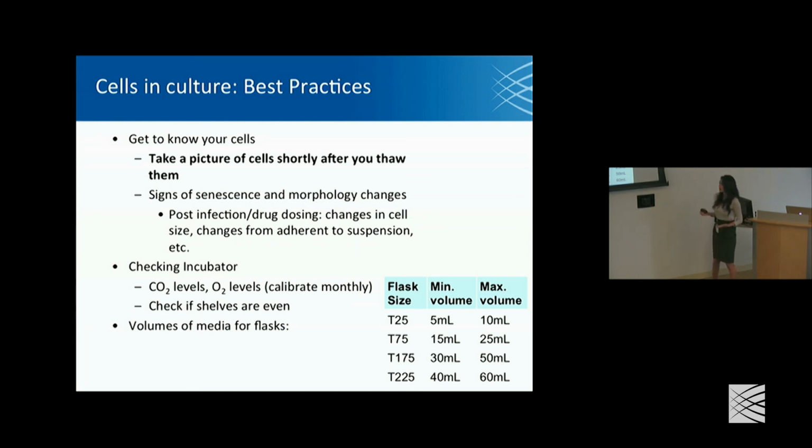And you want to make sure that you're using appropriate volumes of media in your flasks. For T25s, it's best to use 5 to 10 mL. In T75 flasks, 15 to 25 mL. T175s, 30 to 50 mL. And in T225s, 40 to 60 mL.